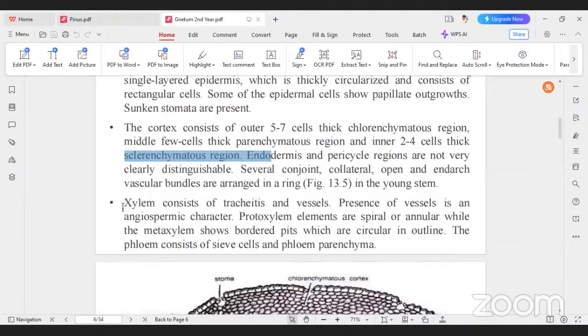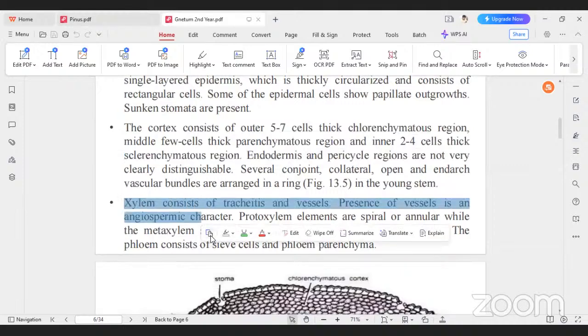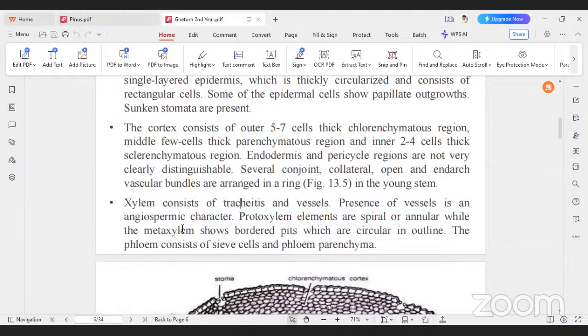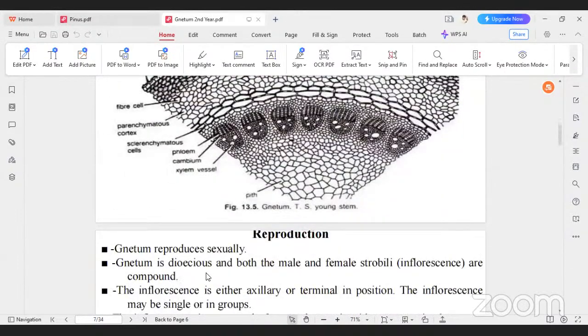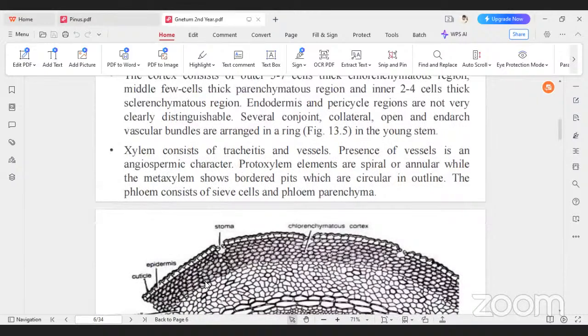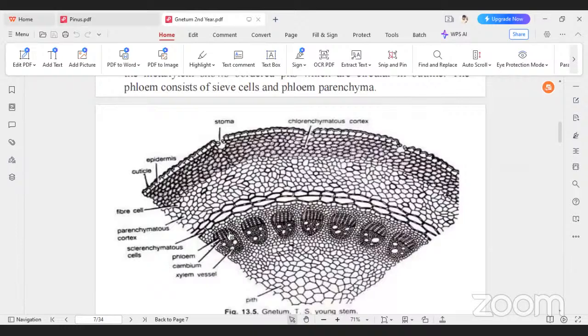Next, in the stele, mainly xylem and phloem are present. The xylem consists of tracheids and vessels. The presence of vessels is an angiospermic character. Actually, vessels are absent in gymnosperms and pteridophytes, but in some advanced ones such as Gnetum and Welwitschia, vessel cells are present in the xylem. That is enough. Next one. And the arrangement of the vascular bundle is of the eustele type.